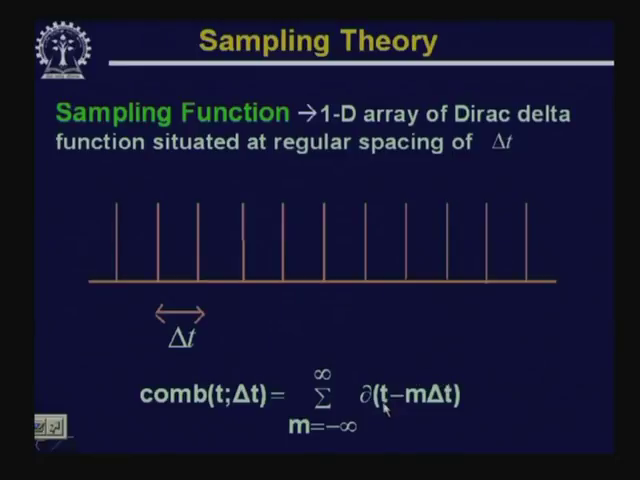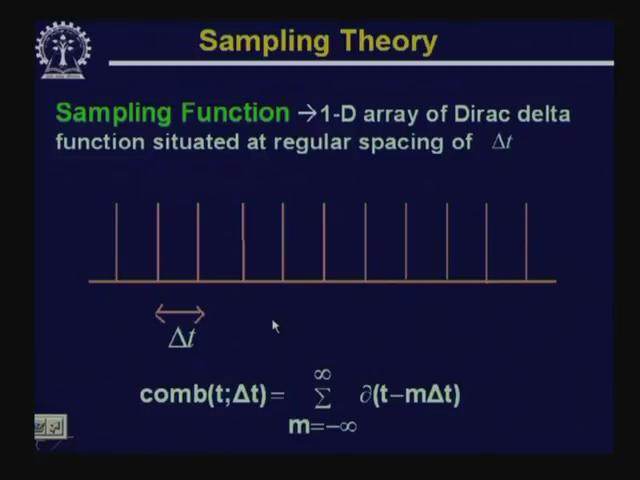Now, this is the Dirac delta function. The Dirac delta function says that if I have a Dirac delta function delta t, then the functional value will be 1 whenever t equals 0, and the functional value will be 0 for all other values of t. In this case, when I have delta t minus m delta t, this functional value will be 1 only when the quantity t minus m delta t within the parenthesis becomes equal to 0. That means this functional value will assume a value 1 whenever t is equal to m times delta t, for different values of m varying from minus infinity to infinity. So, effectively this expression gives rise to a series of Dirac delta functions, where at an interval of delta t I get a value of 1, and for all other values of t I get values of 0.